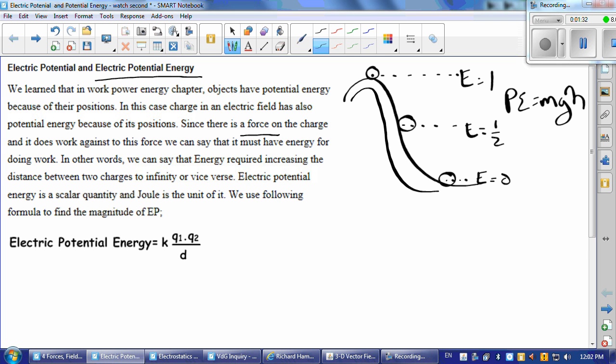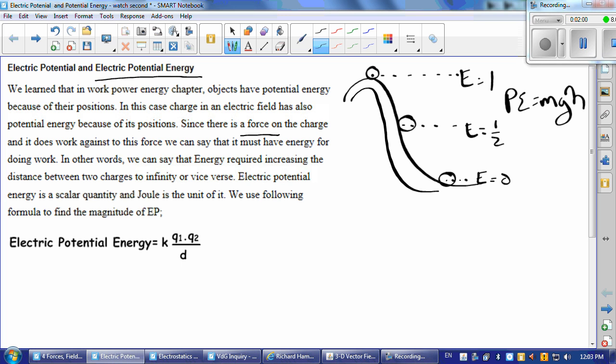So since there is a force, remember K, Q1, Q2 over R squared, on the charge, and it does work against this force, we can say that it must have energy for doing work. In other words, we can say that energy is required to increase the distance between two charges to infinity or vice versa. Electric potential energy is scalar. Remember, energy doesn't have a direction. You can't have West energy. And the joule is the unit of it.